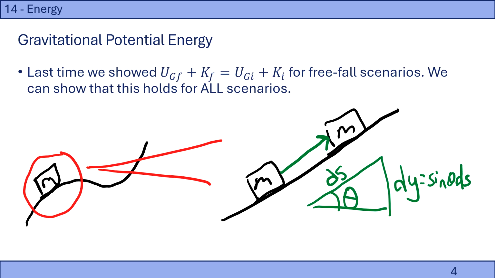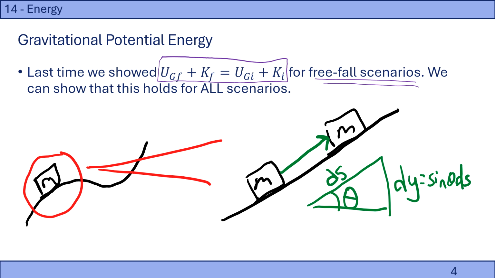But first, let's talk about the potential energy and what we've learned so far, the gravitational potential, more specifically. Last time we showed this equation that the final potential energy plus the final kinetic is equal to the initial potential plus the initial kinetic. And so this is a conservation law, meaning that U plus K is conserved because U plus K initial equals U plus K final. We found this equation for free fall scenarios where something is just in the air. Maybe it's going up or down, it doesn't matter, but there are no other forces.